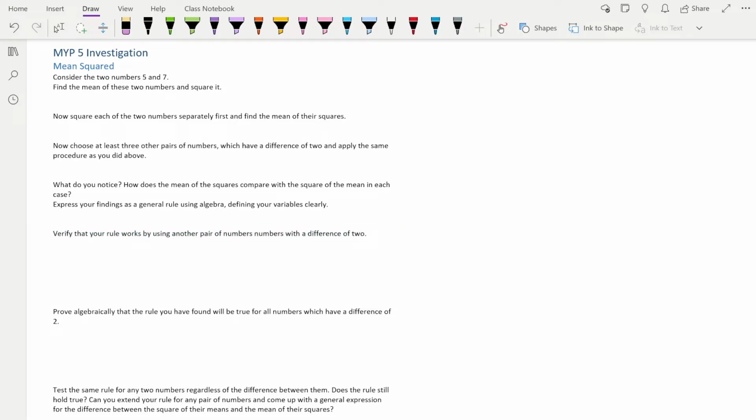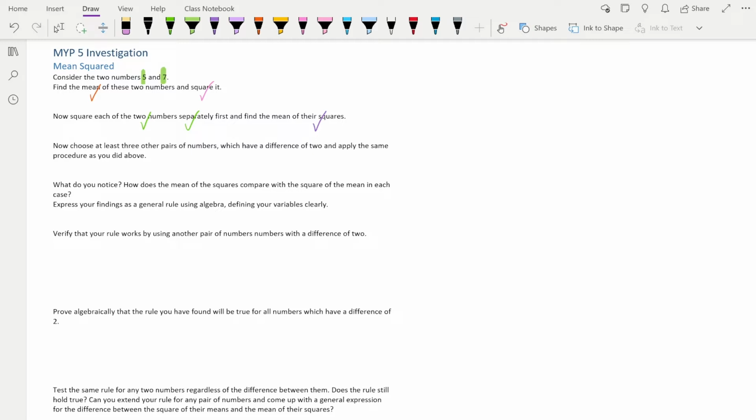So let's get started. What are we even looking at here? It says consider two numbers, 5 and 7. Okay, I have two numbers in my mind, these two. Find the mean of those two numbers. So that's a step, and then square it. So that's another step. Now square each of the two numbers separately. So that's 2 more steps, and find the mean of their squares. That's one last step. Now choose 3 other pairs of numbers. Okay, so I have to do these 5 steps.